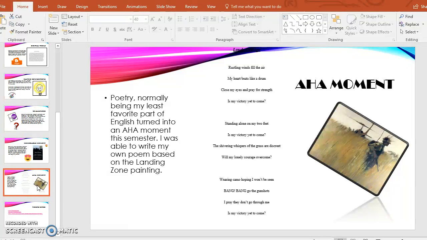Poetry being my least favorite part of English surprisingly turned into my aha moment this semester. Based on the painting Landing Zone by John Wells, I was able to write my own poem based on what I visualized from the painting. Being able to read a whole book without getting bored was one thing, but writing my own poem just showed me that English becoming my favorite subject was very likely to happen.